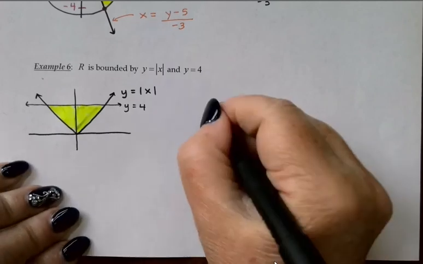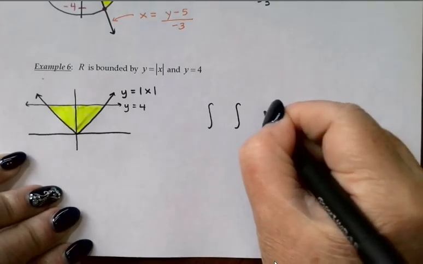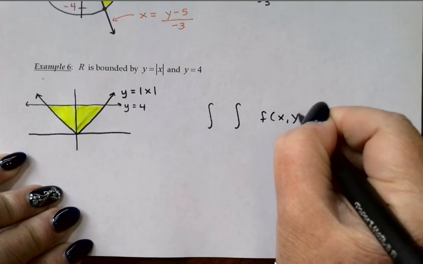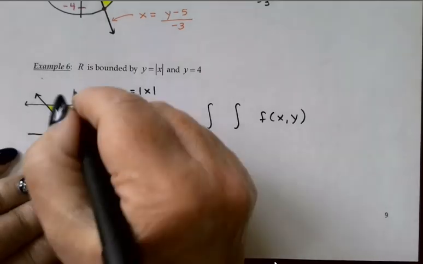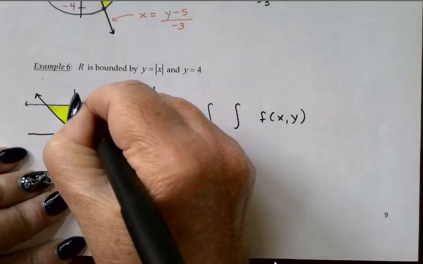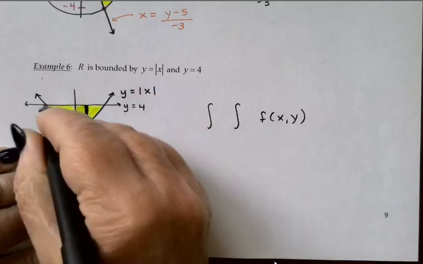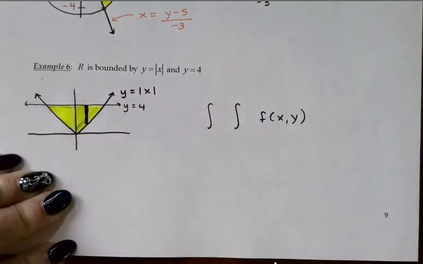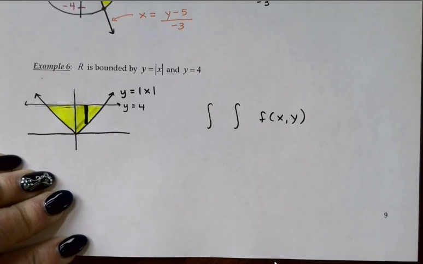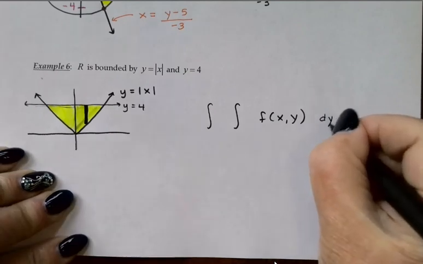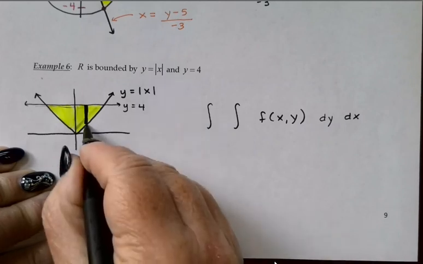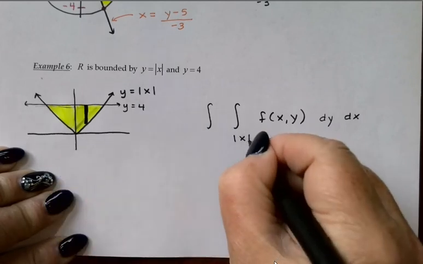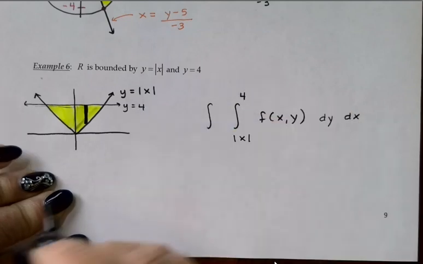So let's see here. As we start to think about our double integral, our first question again is going to be, do I want to do dx or dy first? And in this case, I think I'm going to go back to a vertical rectangle. No matter where I draw my rectangle, the bottom is always on the absolute value graph, and the top is always on y equals 4. So going dy first, followed by dx. My lower limit of integration would be the absolute value of x, and my upper limit would be 4.